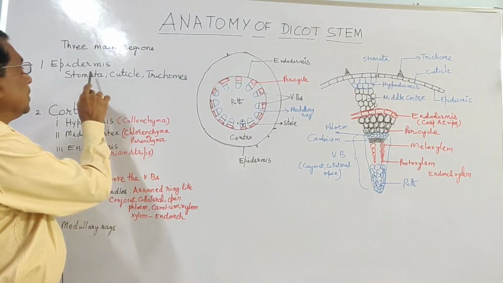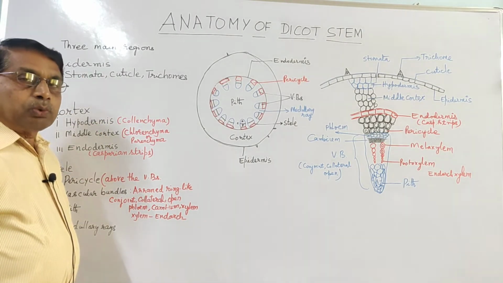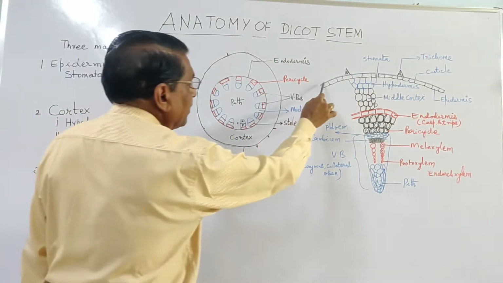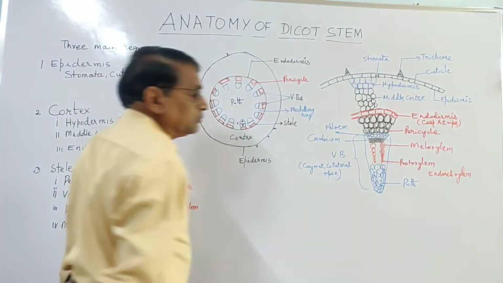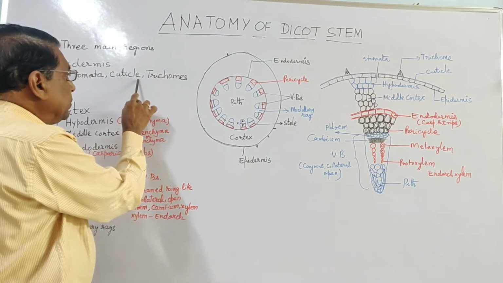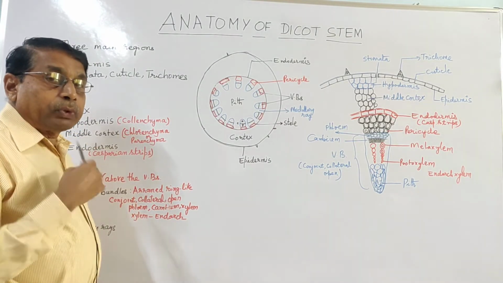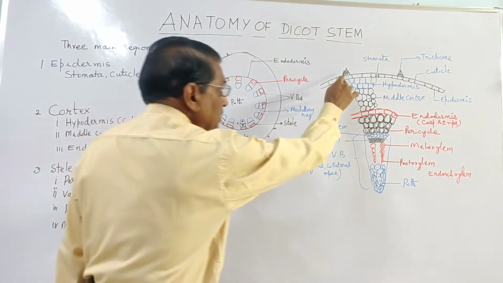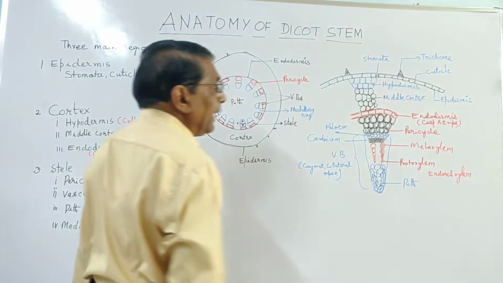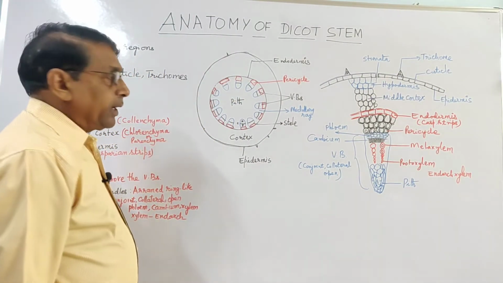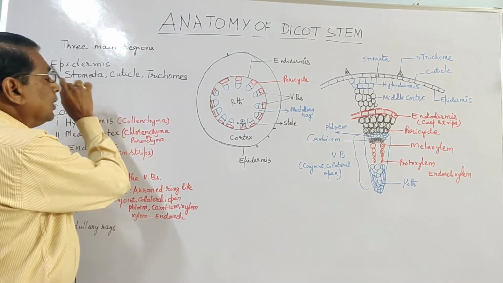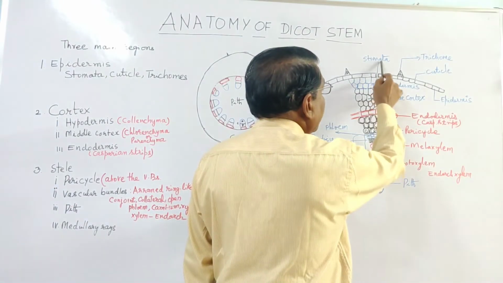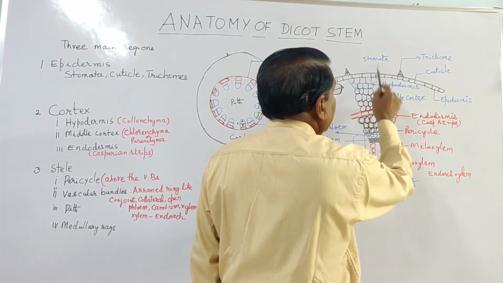So thus, epidermis is the outermost layer consisting of a single layer of cells. It is covered by cuticle made up of cutin. Then here and there we find the epidermis is covered by multicellular hair-like structures known as trichomes. Then the epidermis here and there is interrupted by stomata openings surrounded by guard cells.